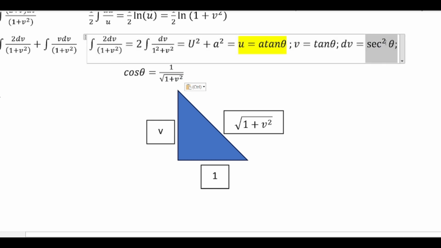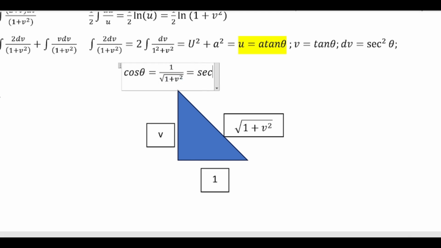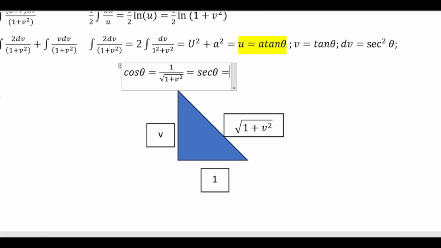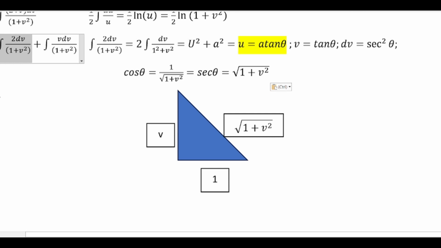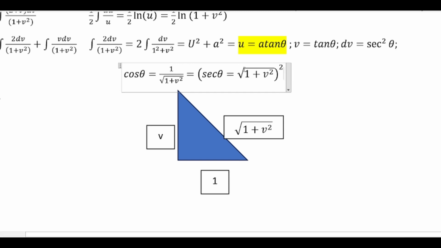So, we need to find the sec. And we can actually get the sec by reciprocating this one. So, this would become sec theta, sorry. Sec theta is equal to the reciprocal of that one, which is simply this equation. Now, we don't have the square root of 1 plus b squared over here. So all we need to do is just simply square this one so that we can cancel out the square root.